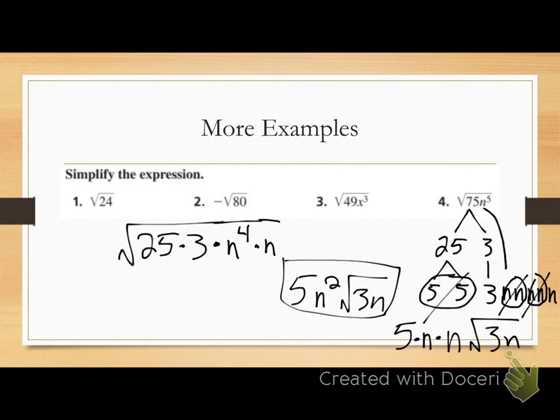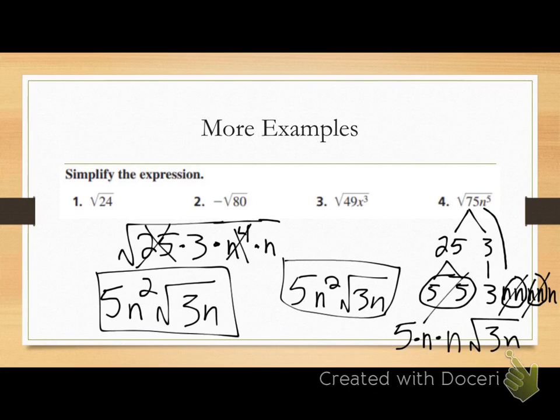Can I take the square root of 25? What is it? 5, right? Can I take the square root of 3? No. Can I take the square root of n to the 4th? Yeah? Remember our little trick I used earlier? I can take this exponent and divide it by the index. What's 4 divided by 2? So I get n squared. Can I take the square root of n? There you go. Everyone see that? Any questions there?